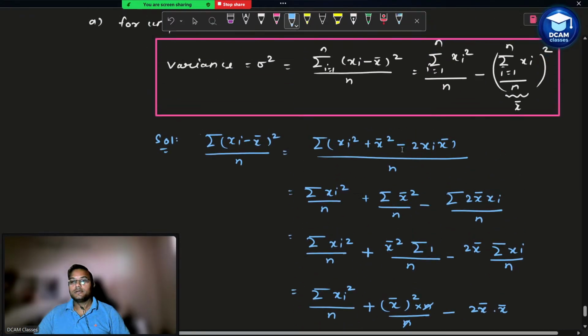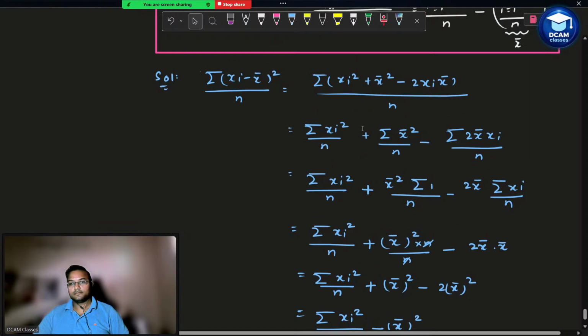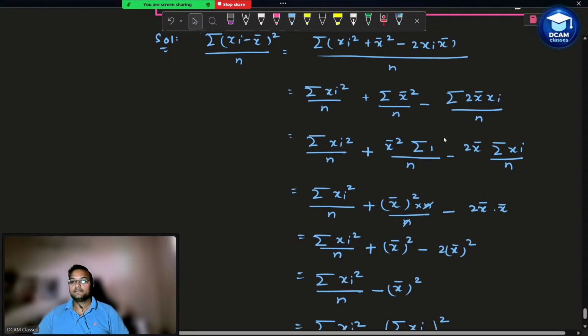Did you do the third step? The third step, like the sigma xi square by n plus sigma mean square, sigma 1 by n, up till that I did. And then I didn't know what to do with the sigma 1 by n. See, let me show you.